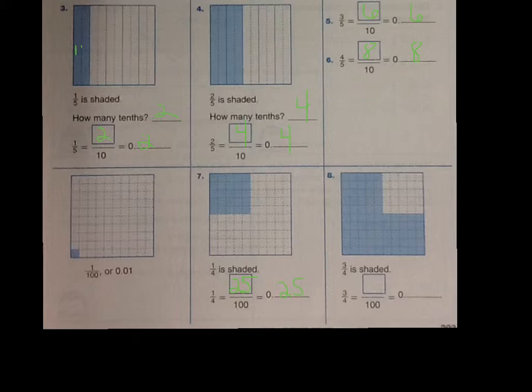Go ahead and try number 8 with your math partner. Who can help me out with number 8? 3/4 is equal to 75 hundredths, written as 0.75.